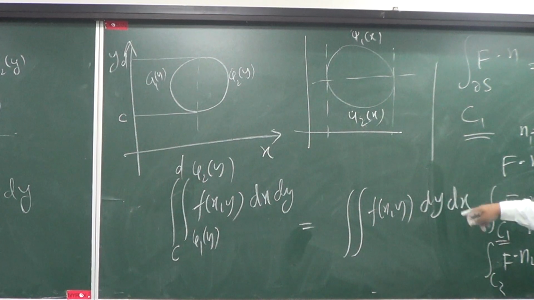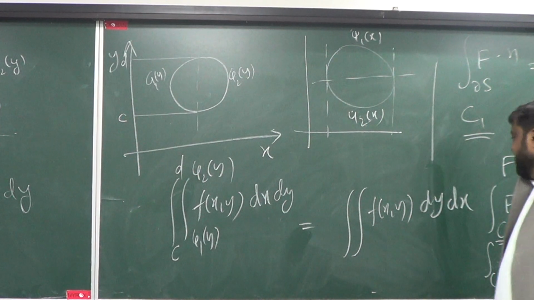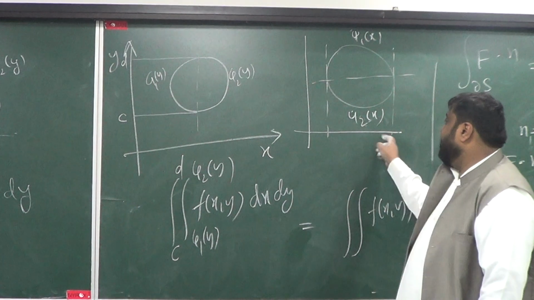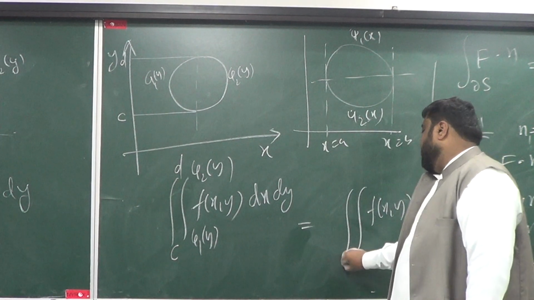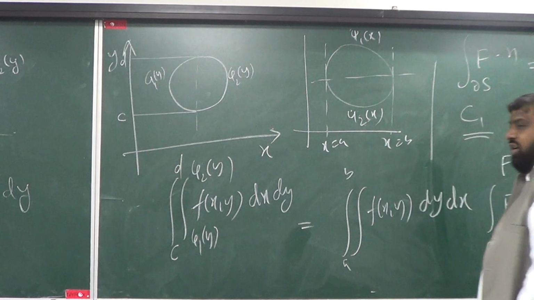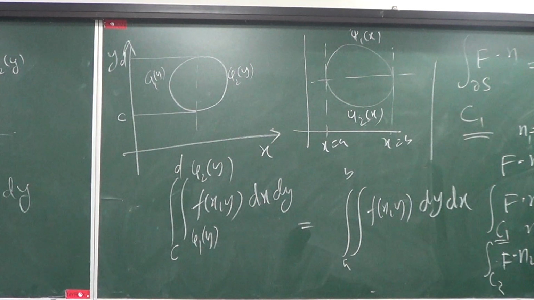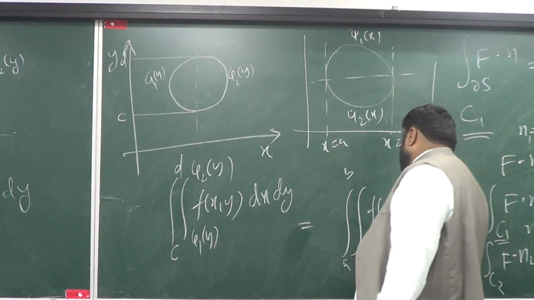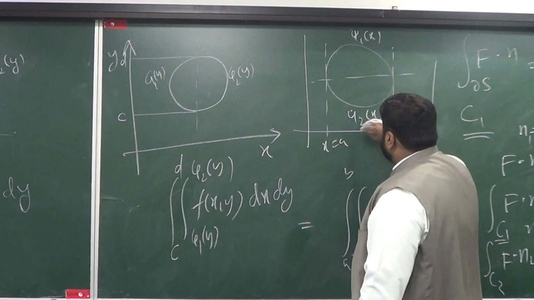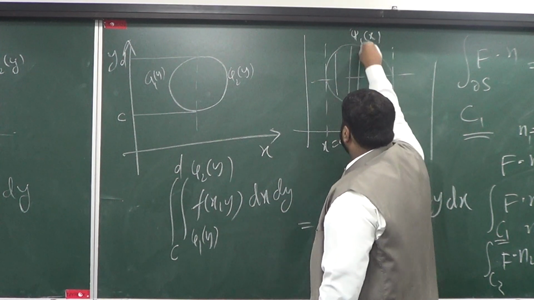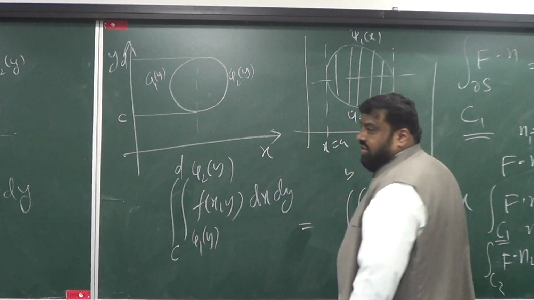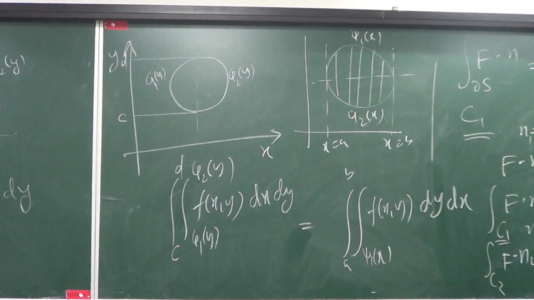So I'm going to say this is the same as: x goes from, say, x equal to a to b. How about y? It goes from psi 1 of x to psi 2 of x. In other words, wherever I am moving in this region, between these two curves, I'm going to have psi 1 of x to psi 2 of x.